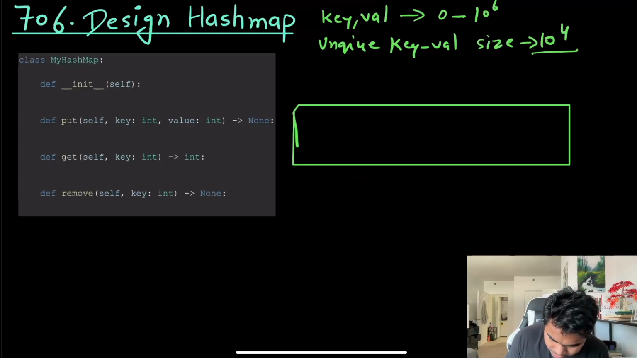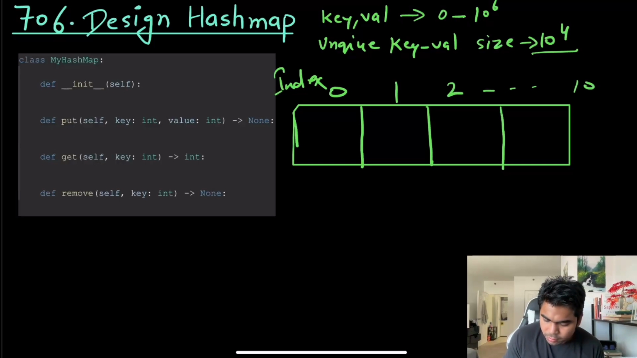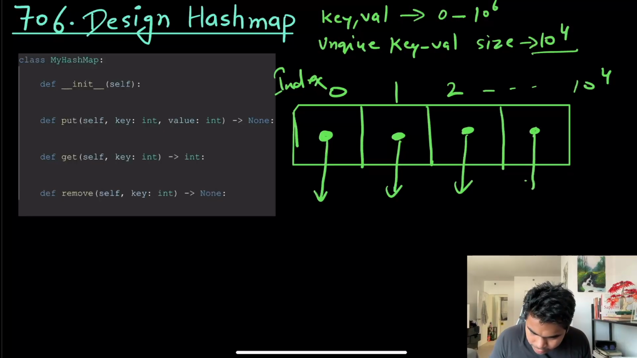But instead of treating these indexes, so 0, 1, 2, 10 to the power 4 whatsoever, instead of storing the value here, I will store from all these indexes, I will point a next pointer to a list node.